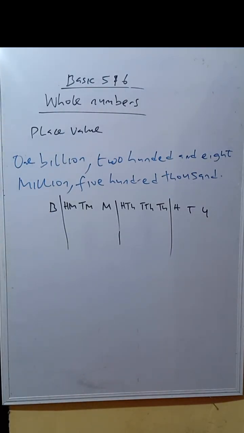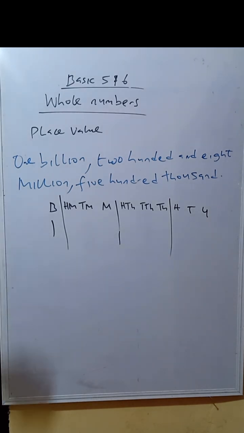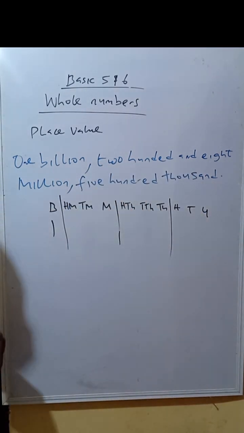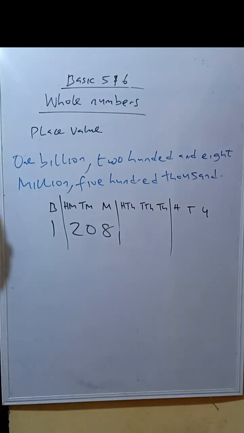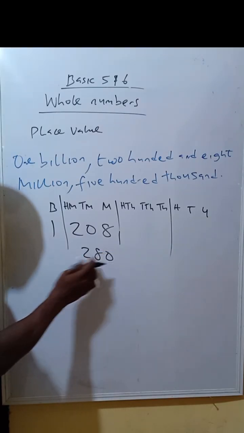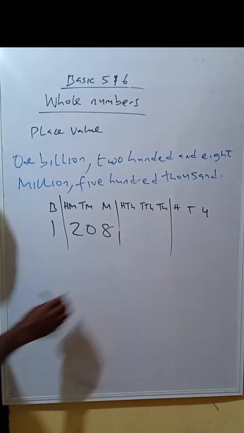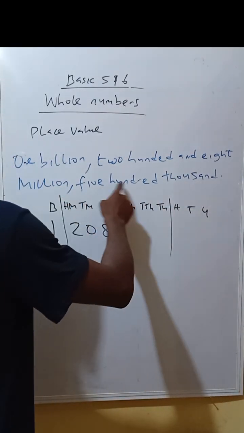So how do we then write this? 1 billion: you come here and write your 1 under billion. Then 208 million. Write it here. Not 280 million. This is 280 million, but it's 208. Okay, 208 million.